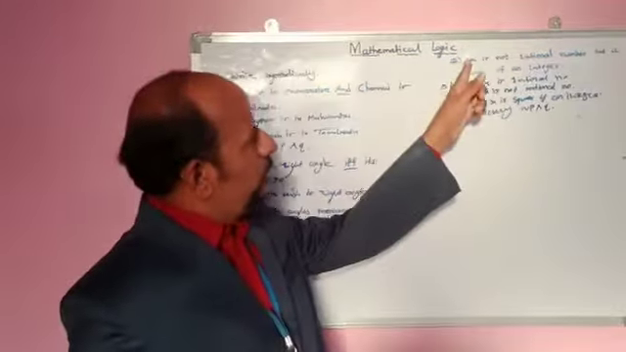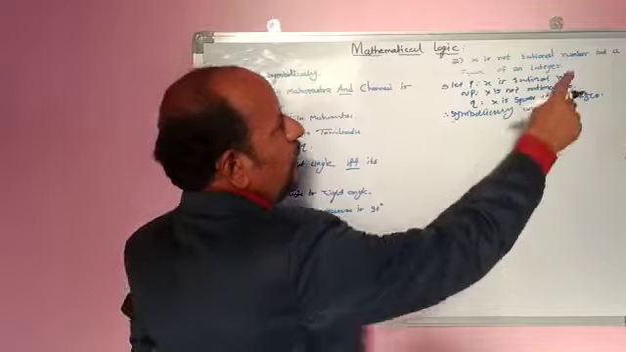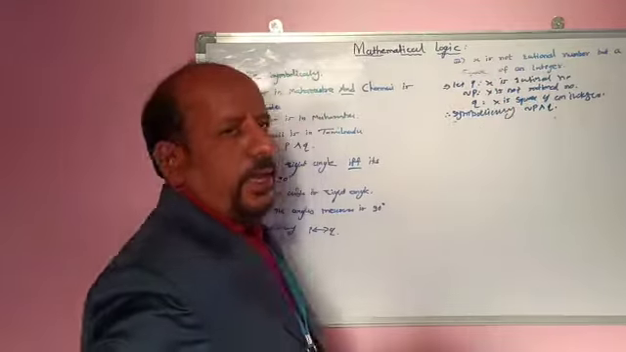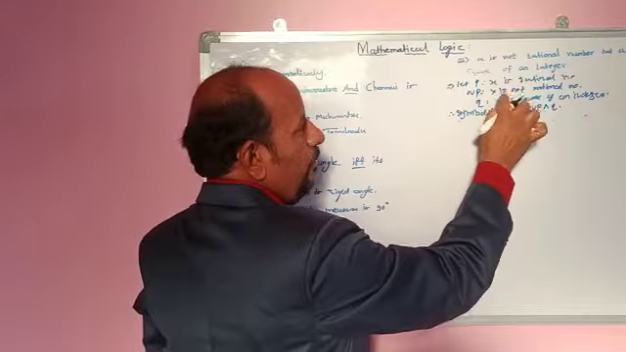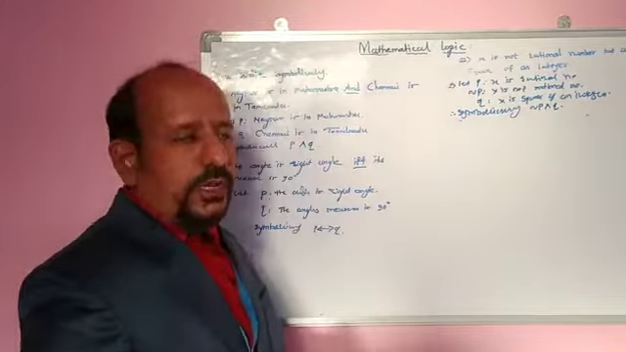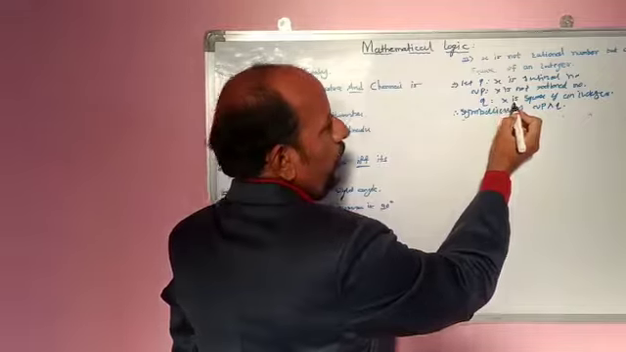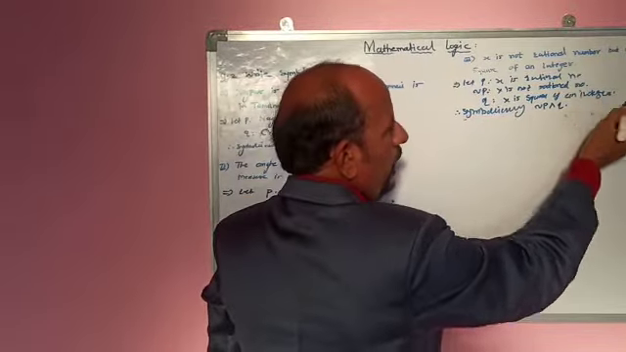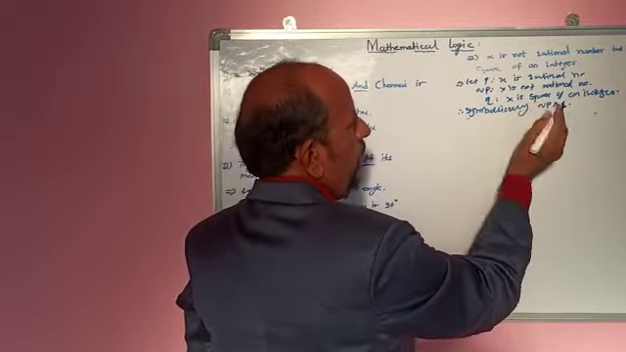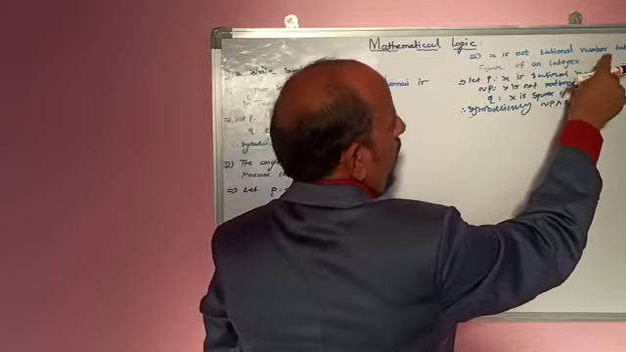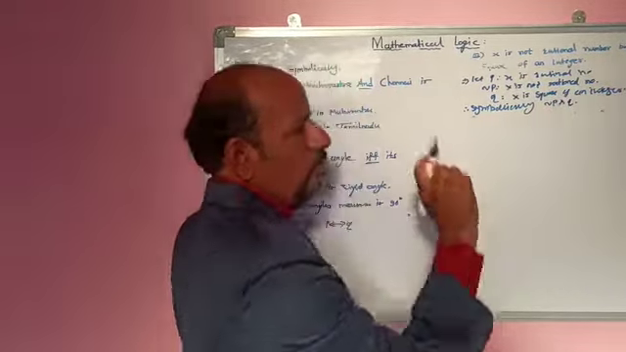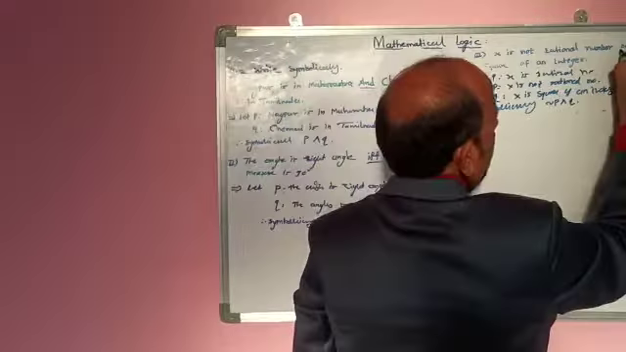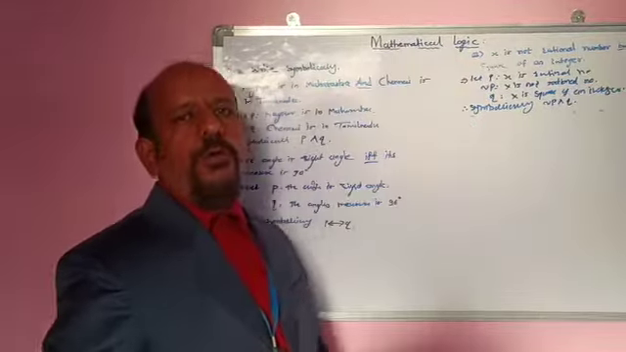Third example: x is not a rational number but square of an integer. We define let P be x is a rational number. Negation P is x is not a rational number. Q is x is a square of an integer. Symbolically, we represent it as negation P and Q. Here, the word but is used for the compound statement and.